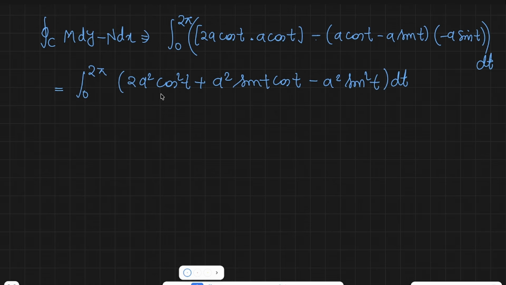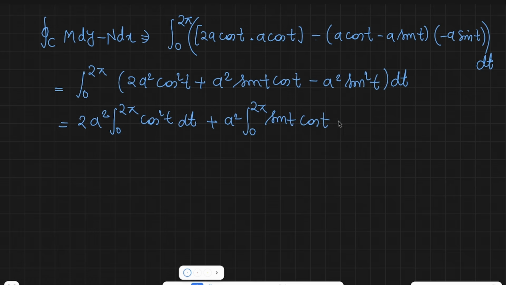And this is dt. Okay, next here what you can do, from here let's take 2a square common. Once I take it common, one by one we can solve. This is 0 to 2 pi, cos square t dt, plus a square common, 0 to 2 pi, sine t cos t dt, minus a square outside, 0 to 2 pi, sine square t dt. Now you can directly apply the replacement formulas.